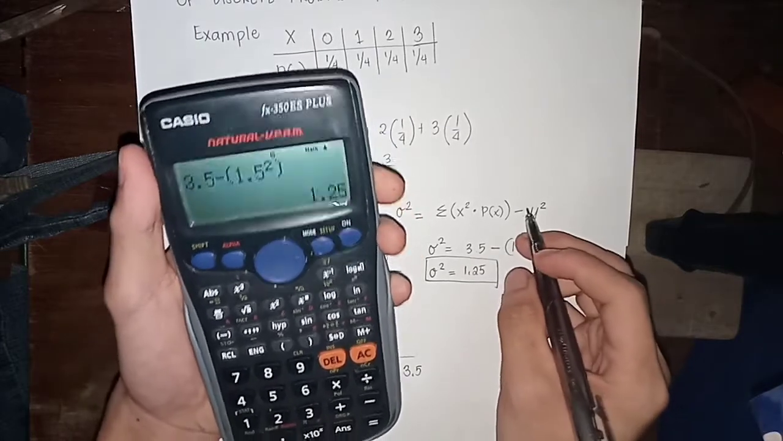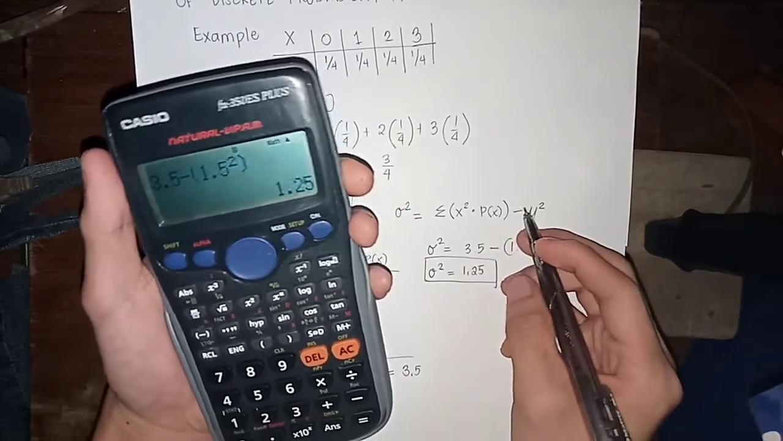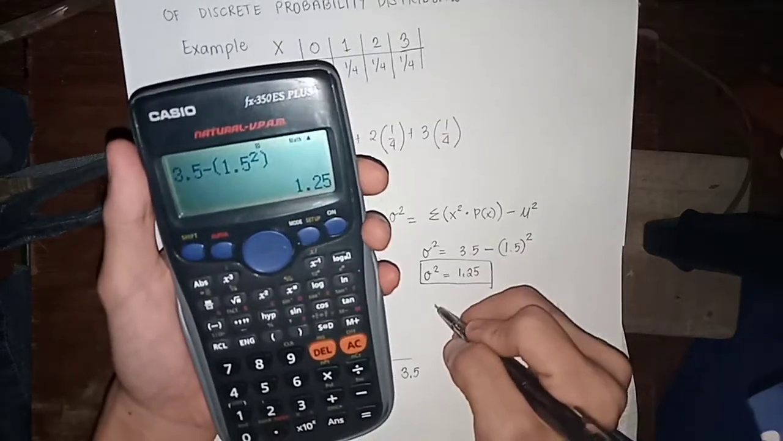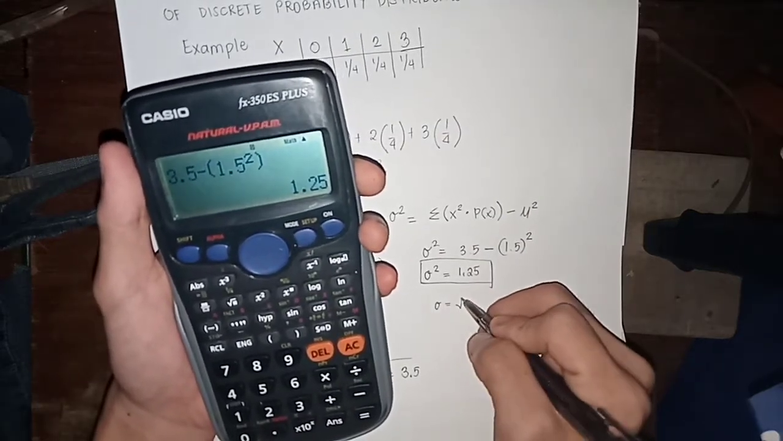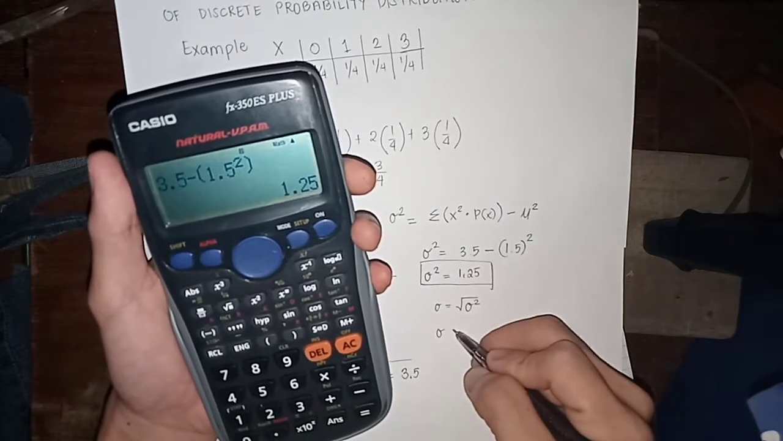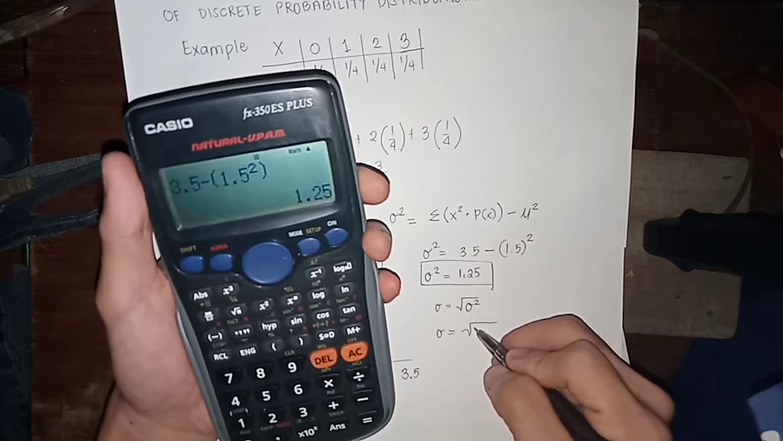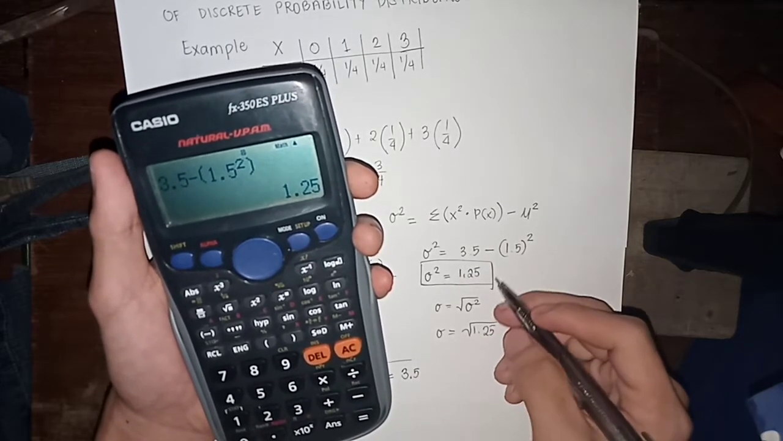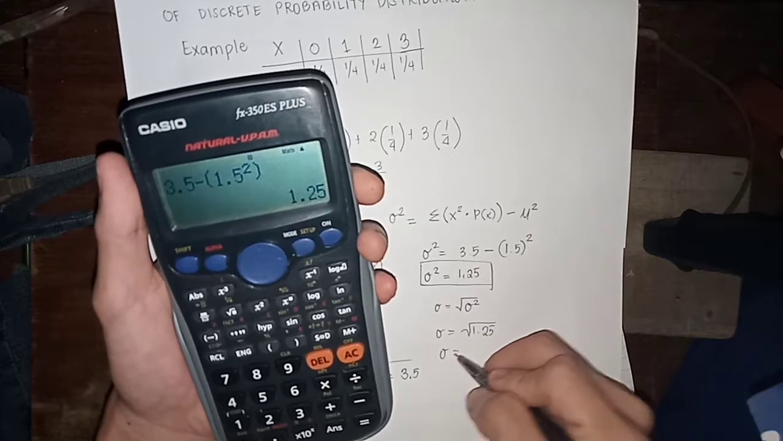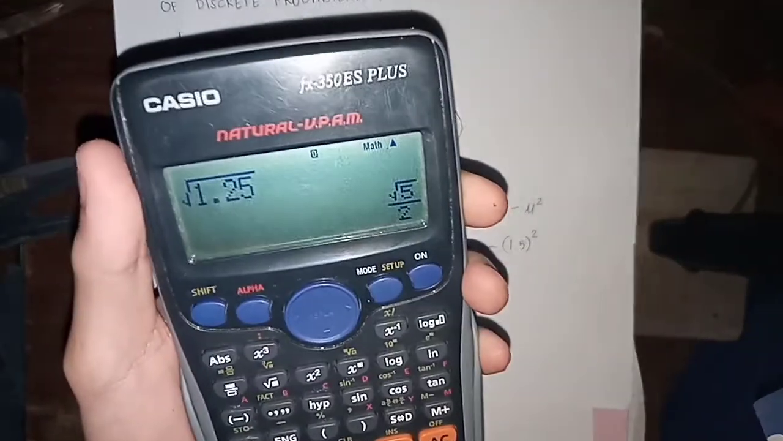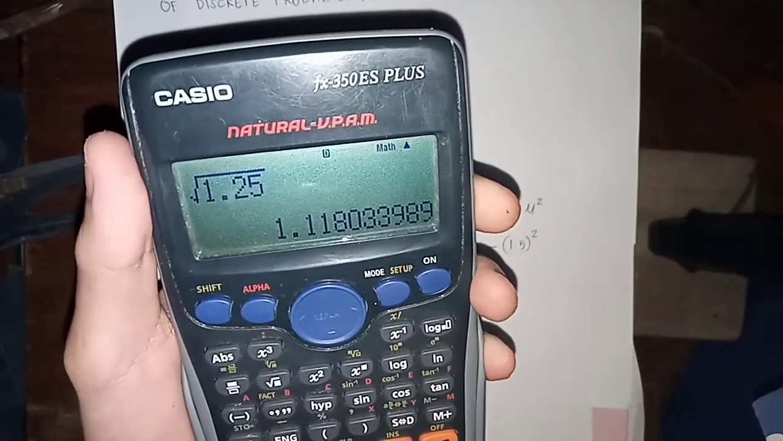Okay, tapos na tayo sa mean, tapos na tayo sa variance. The last na kukunin natin is standard deviation. We all know that standard deviation is just the square root of the variance. So, standard deviation is equal to the square root of 1.25. And the square root of 1.25, that is equal to 1.12.